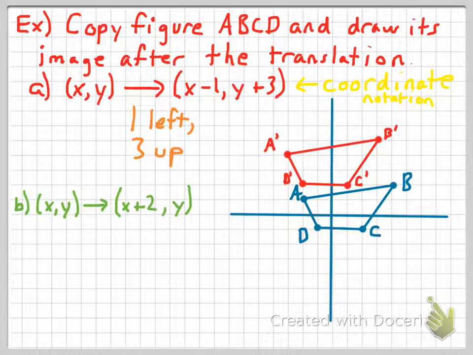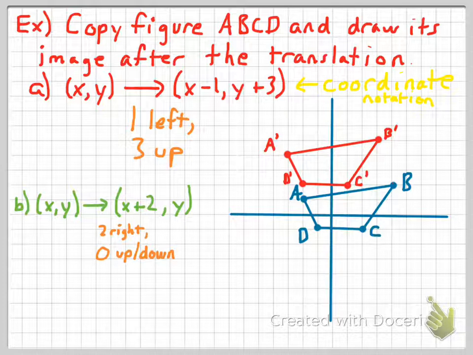In part B, what we're doing is we're going to add 2 to the x-coordinate, and we're not going to change the y-coordinate at all in order to translate this figure. Now, if you increase the x-coordinate by 2, that means you go 2 units to the right. If the y-coordinate doesn't change, you're not going to go up or down whatsoever. 2 units right, 0 up or down.